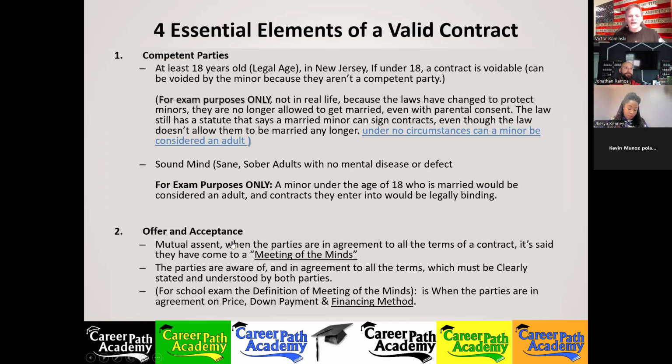All right, so offer and acceptance is the next one. Mutual assent is when the parties are in agreement to all the terms in the contract. It's said that they have come to a meeting of the minds when we're aware of and in agreement on all the terms, right? The parties are aware of and in agreement on all the terms, which must be clearly stated and understood by all the parties. For the school exam definition of a meeting of the minds, it's when the parties are in agreement on price, down payment, and financing method.